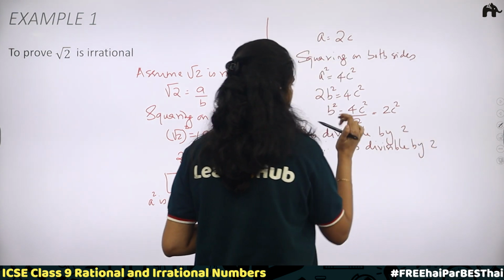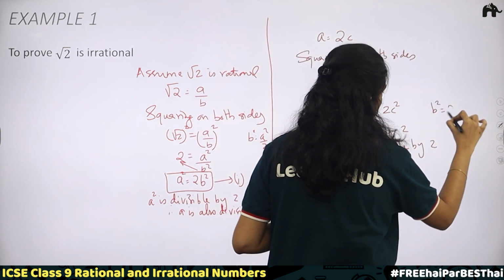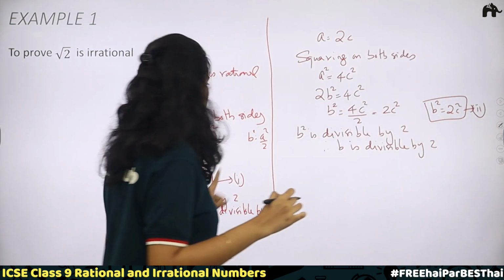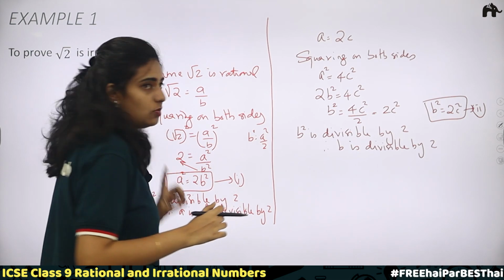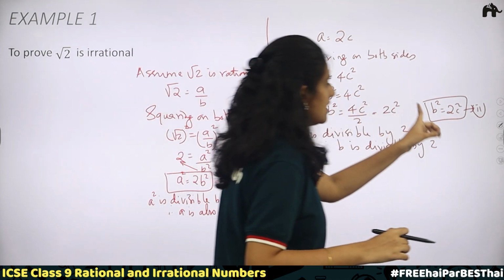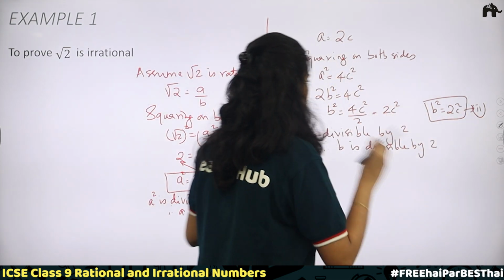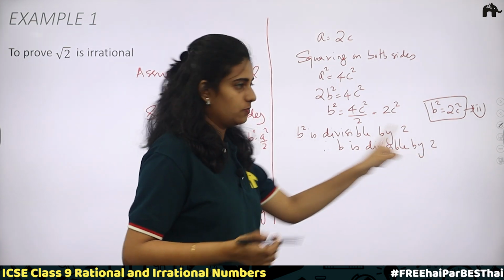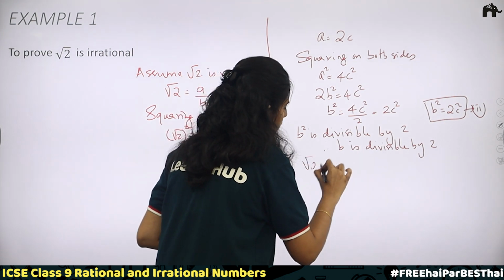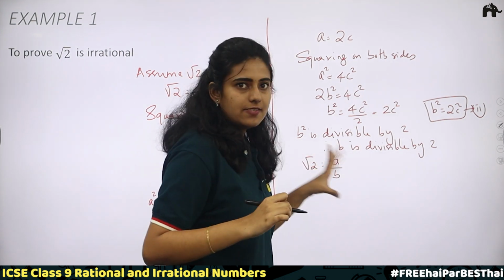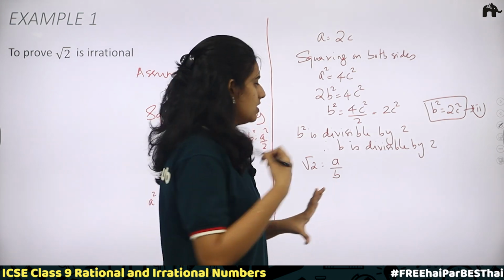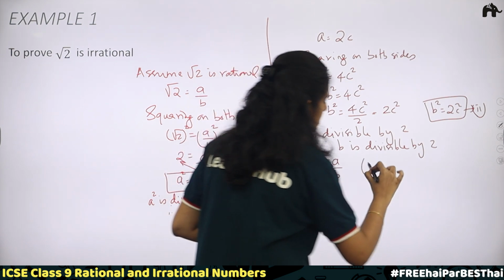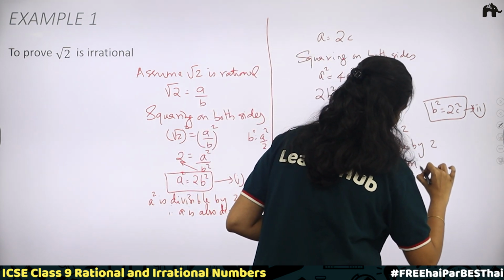So from here we have b square is equal to 2c square. This we are taking as equation 2. When you compare the first equation and the second equation, from the first equation a square is equal to 2b square, and from the second equation b square is equal to 2c square, we got that a is divisible by 2 and b is divisible by 2. So here our number root 2 is in the form a by b. a is divisible by 2 and b is divisible by 2. What does it mean? 2 is a common factor for both of these.